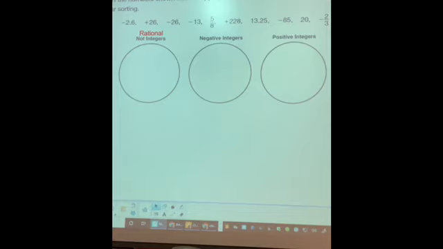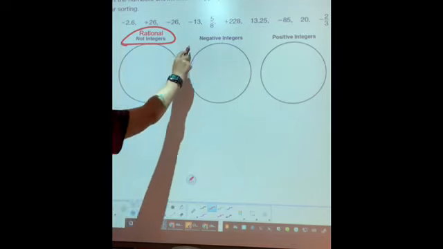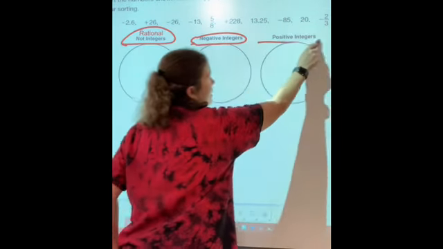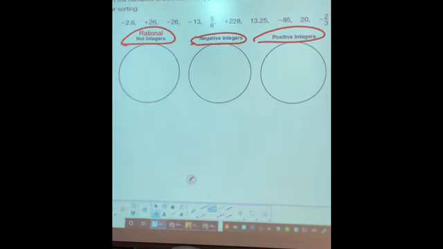The next part you should be able to do. These are rational numbers, negative numbers, and positive numbers. So we're going to do that in class. I'll get you started by saying negative 2.6. Well, that's a rational number because it's got a decimal. So even though it's negative, I'm putting it in this group.